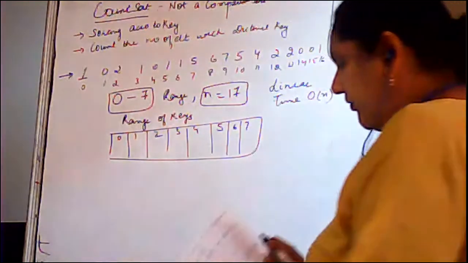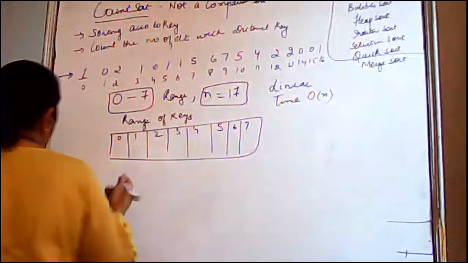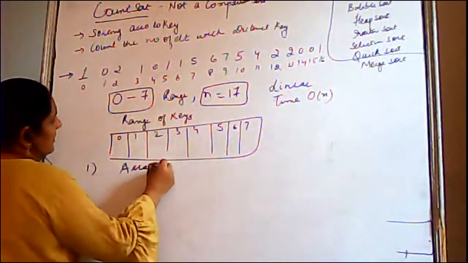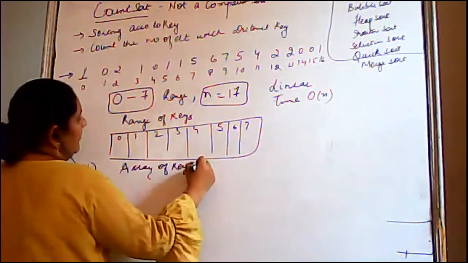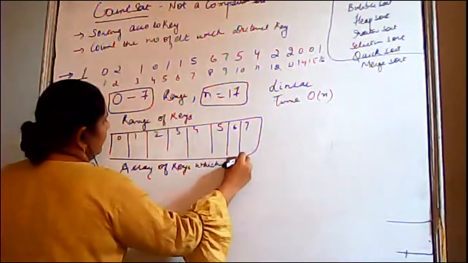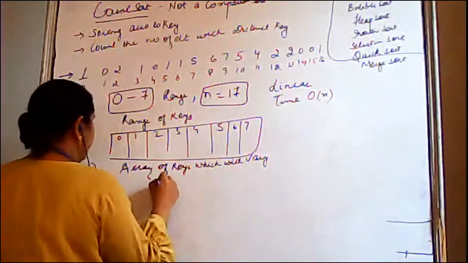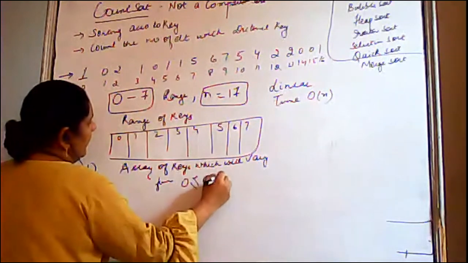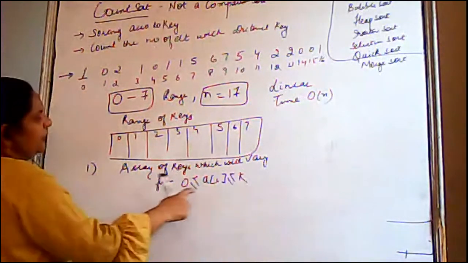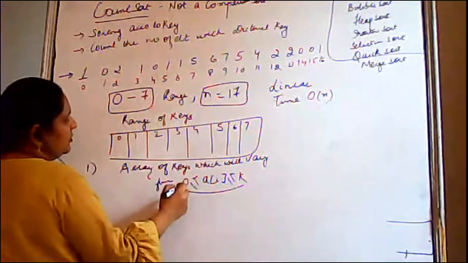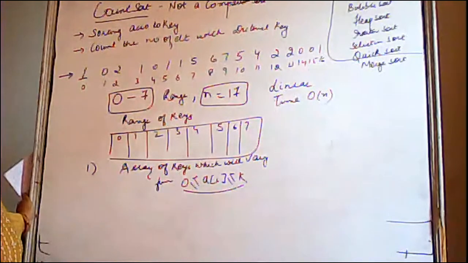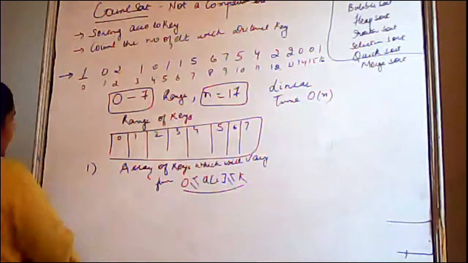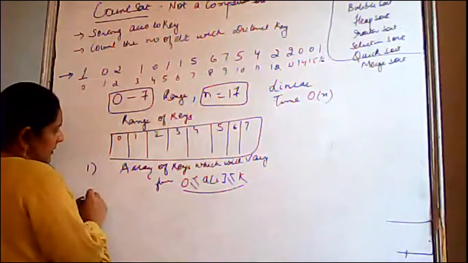So we will have an array of keys, which will vary from 0 less than A[i] less than k. That means our numbers will be in the range of 0 to k. All the numbers will lie in the range from 0 to k.